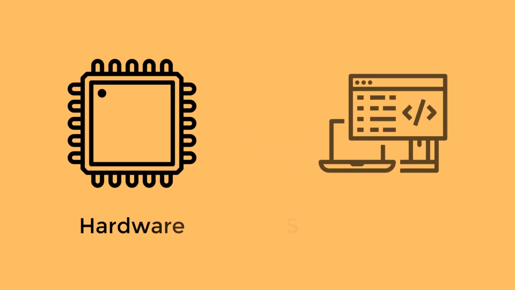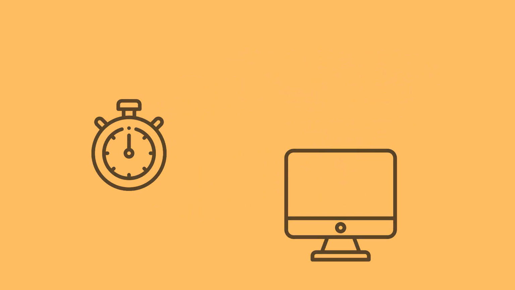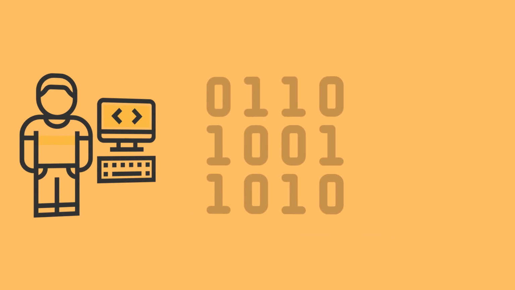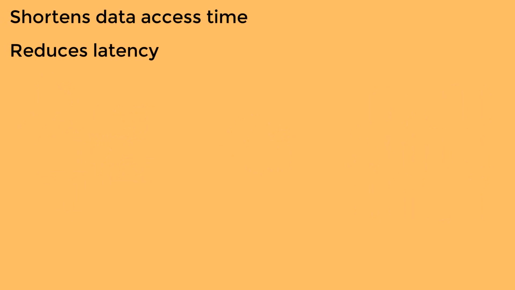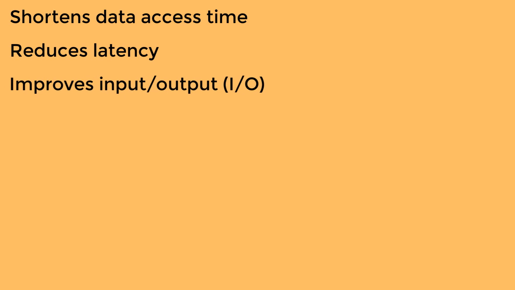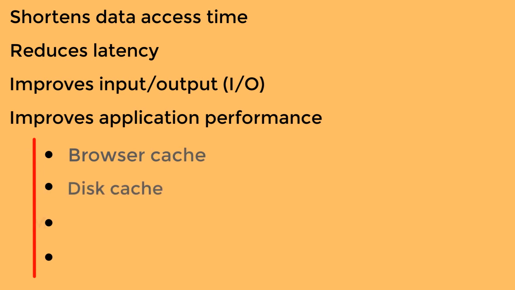In computing, a cache is a hardware or software component that stores recently used information so that it can be quickly accessed at a later time. In other words, caching allows you to efficiently reuse previously retrieved or computed data. Cache shortens data access time, reduces latency, improves input/output, and improves application performance. Common types of caches include browser cache, disk cache, memory cache, and processor cache.